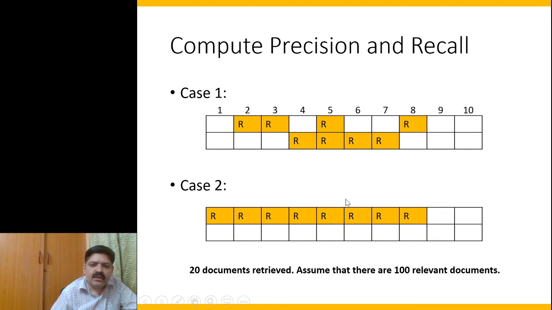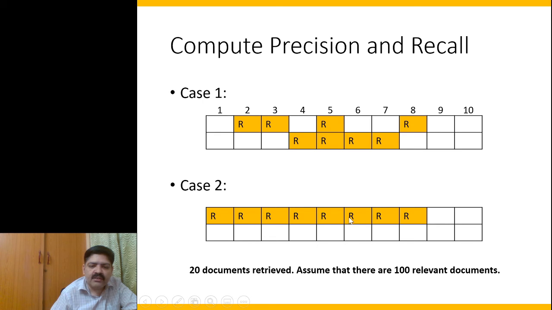So let's go back to our example where we said that we retrieved 20 documents and 8 of them were relevant. Now let me show you a scenario where I built two retrieval systems. The first retrieval system produced this output, the case 1 output, and my second retrieval system produced the case 2 output. Which retrieval system would you prefer and why?